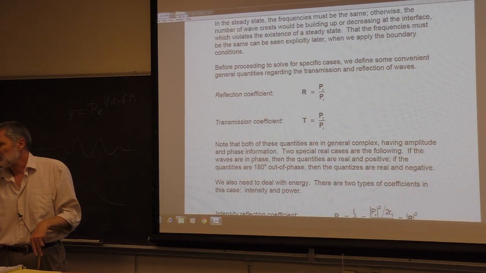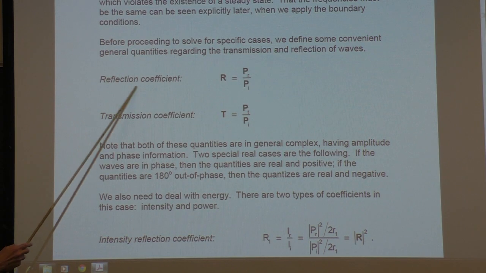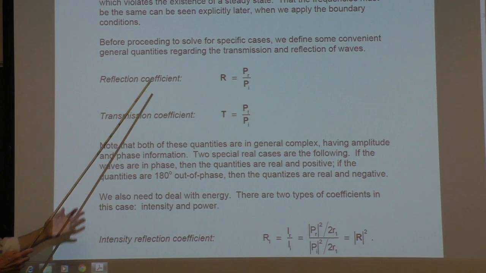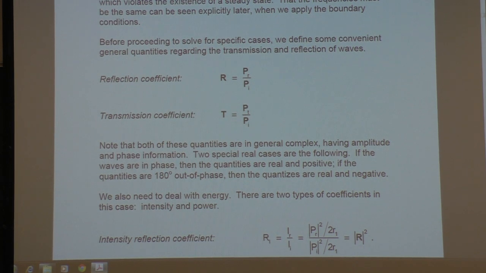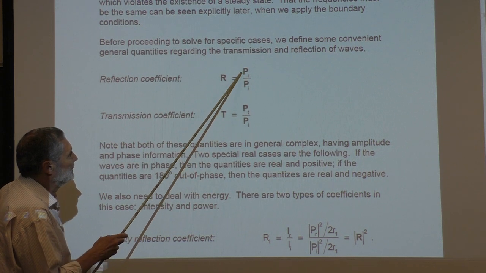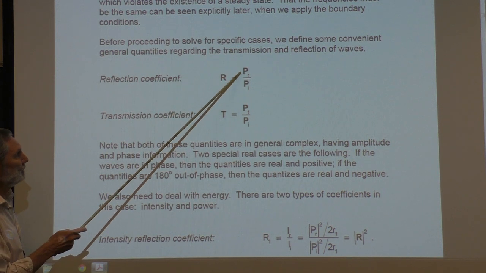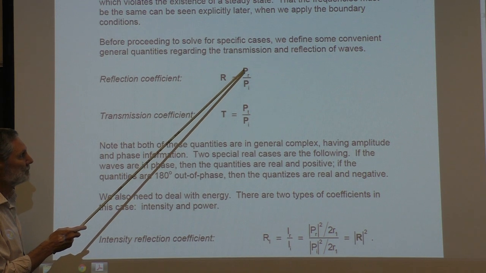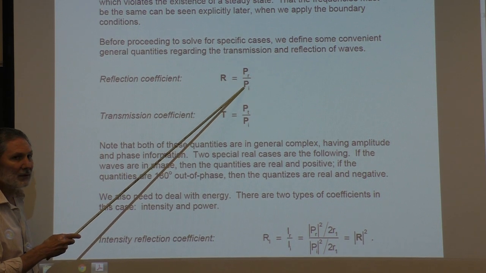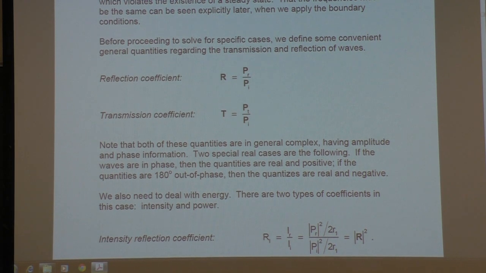Okay, so we need some quantities here. What's important? Well, it's not going to surprise you. We have what's called the reflection coefficient. This is a general idea, not just in acoustics, but for electromagnetic waves and other kinds of waves. It's defined to be the complex pressure amplitude of the reflected wave, at the interface, at the origin, divided by the complex pressure amplitude of the incident wave.